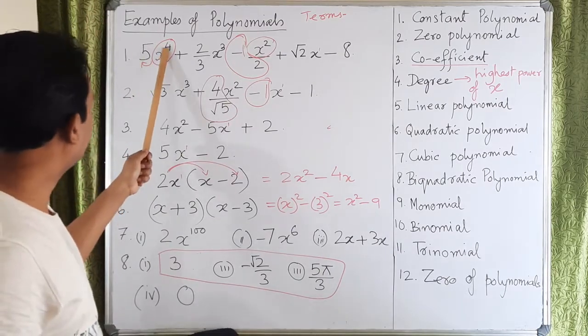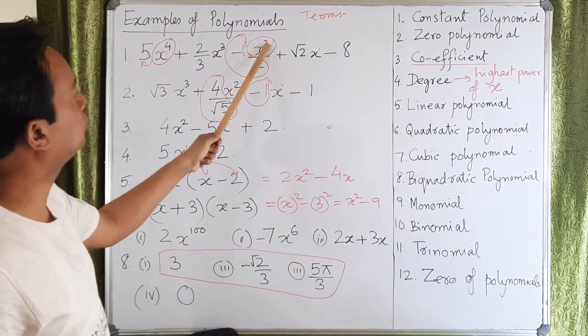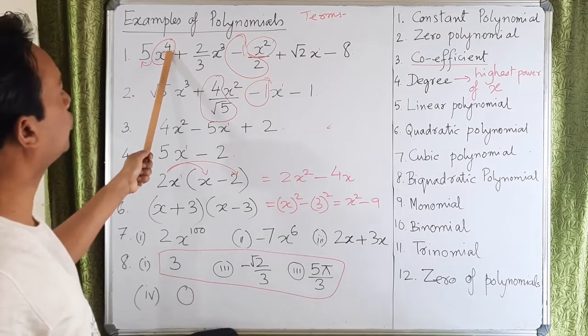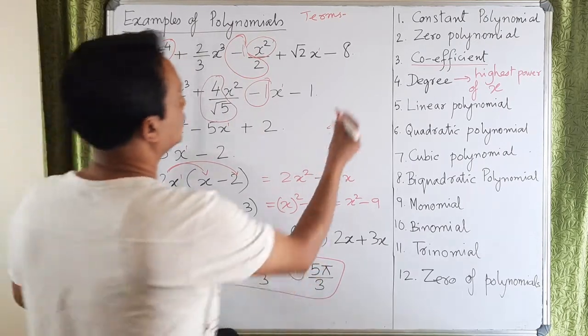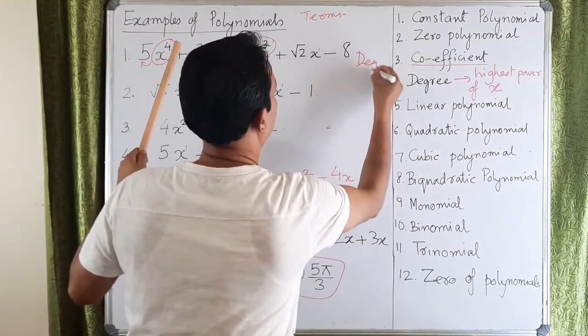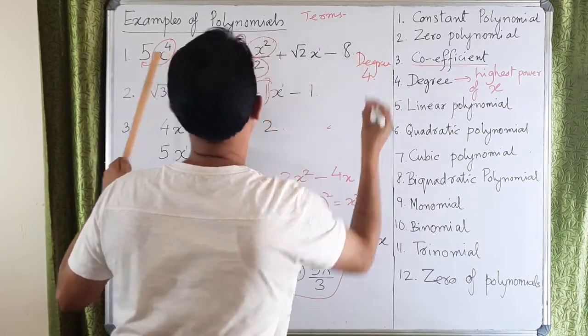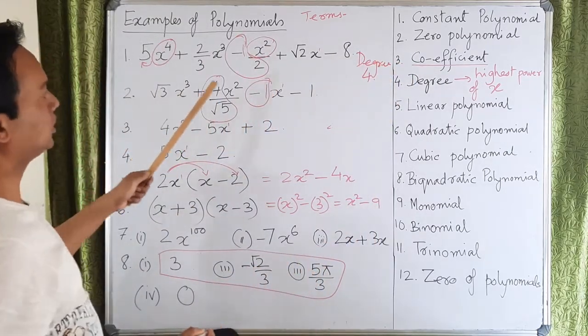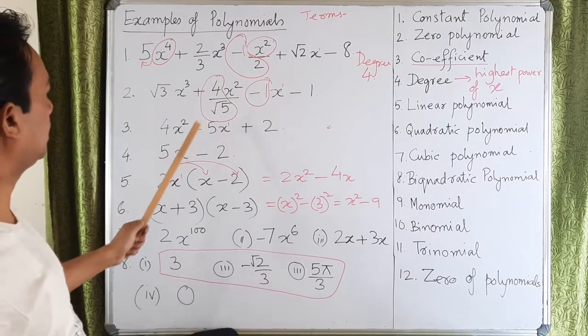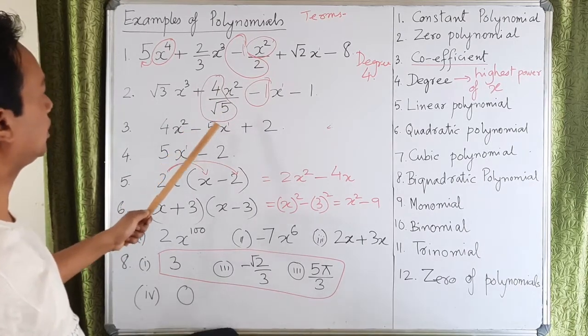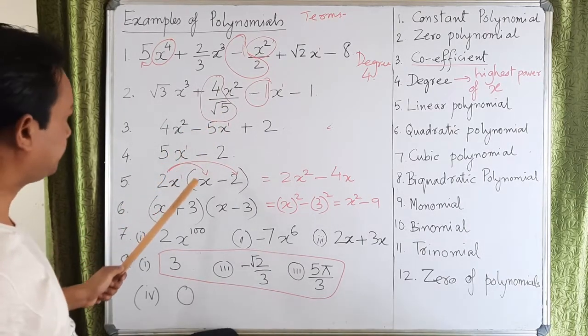You check one by one. What is the highest power here? 4, 3, 2, 1. Highest power is 4. So degree will be 4. We'll write degree of the polynomial is 4. Degree 4 polynomial. This one is degree 3. Highest power is 3. This one highest power is 2. Degree 2. This degree 1.